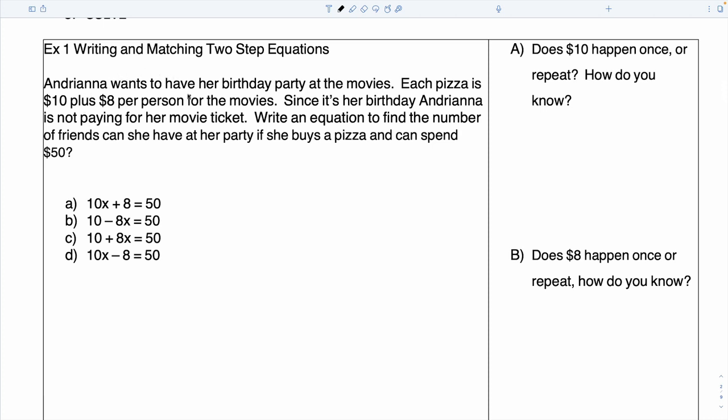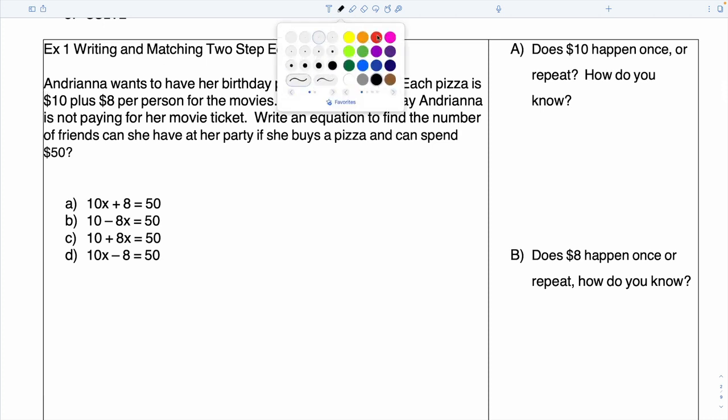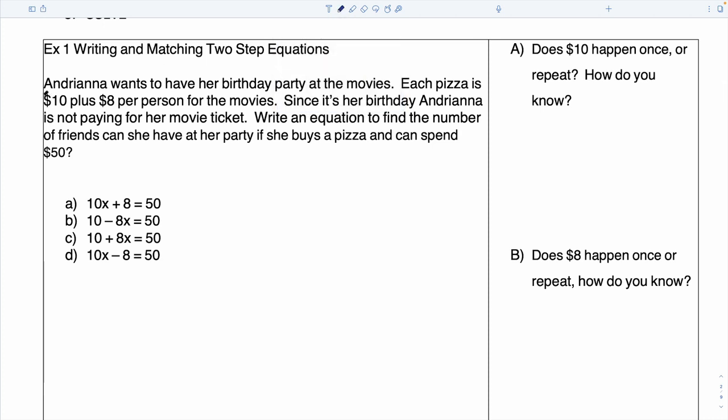Example 1. Adriana wants to have her birthday party at the movies. Each pizza is $10. Annotate it. That's a number, circle it. Each pizza is $10, plus $8 per person. Circle it. Underline per person for the movies. Since it's her birthday, Adriana is not paying for her movie ticket. Write an equation. That's what we're asked to do, and then we'll solve it.